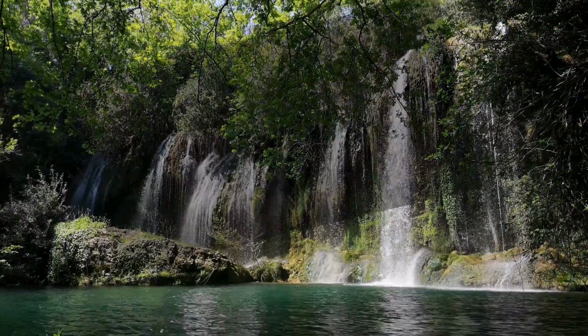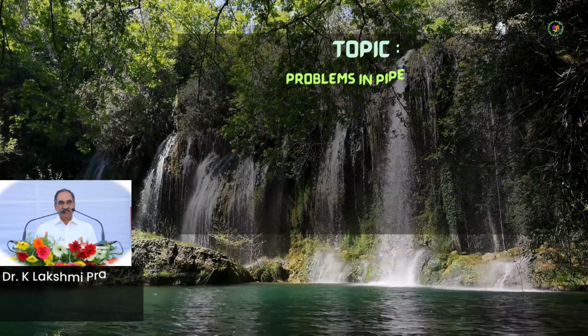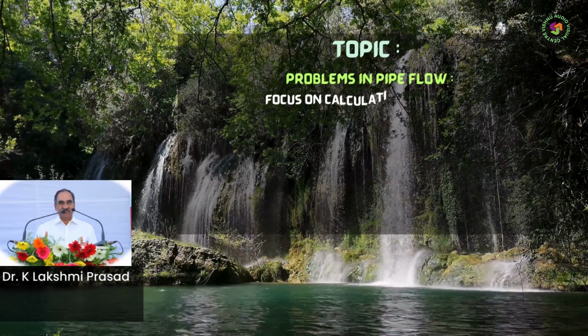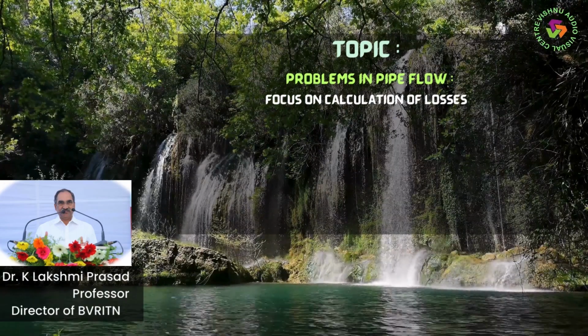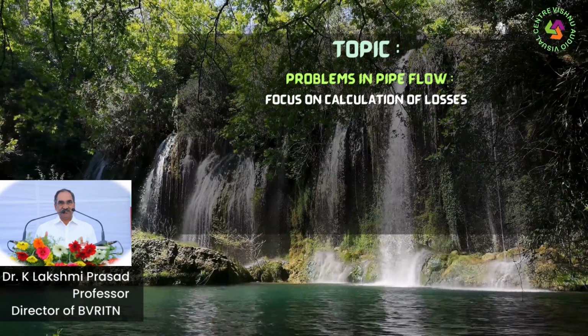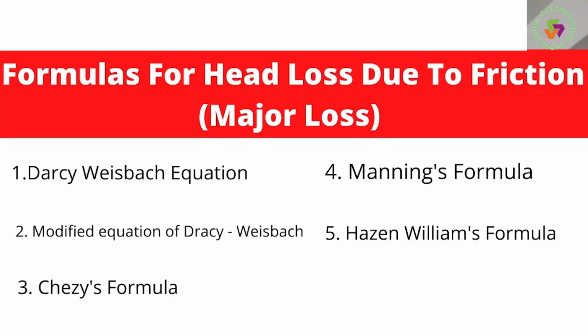In the first three lectures, we discussed Reynolds experiment, energy losses in pipe flow, both major and minor losses. In the third lecture, we derived the equation for friction loss, major loss, that is the Darcy-Weisbach equation. So, we discussed Reynolds experiment, energy losses, both major and minor, and the Darcy-Weisbach equation.